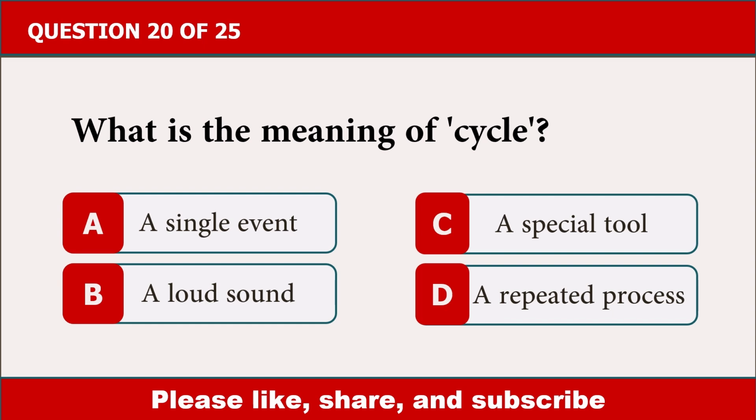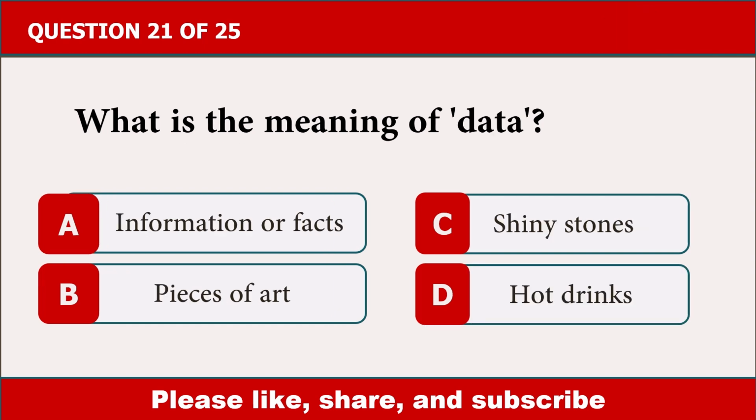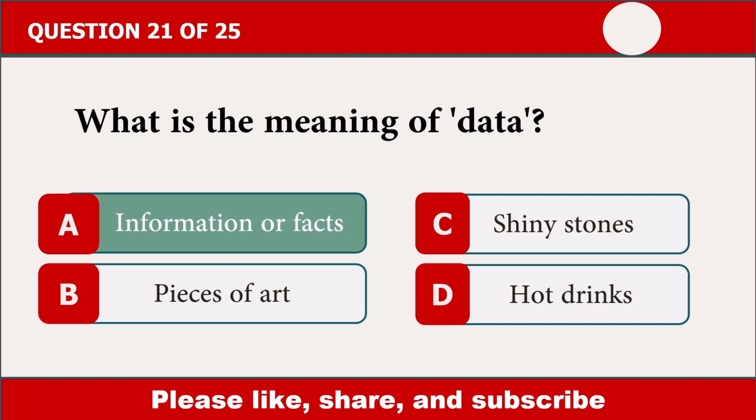Question 20. What is the meaning of cycle? It means a repeated process. Question 21. What is the meaning of data? It means information or facts.